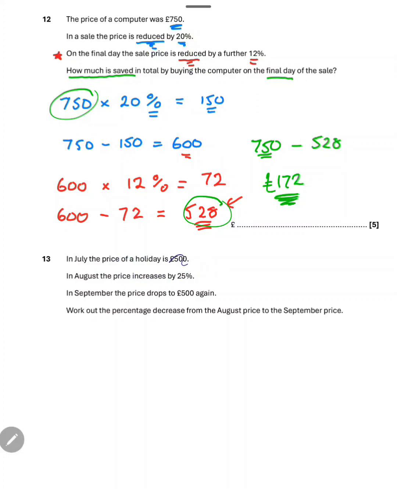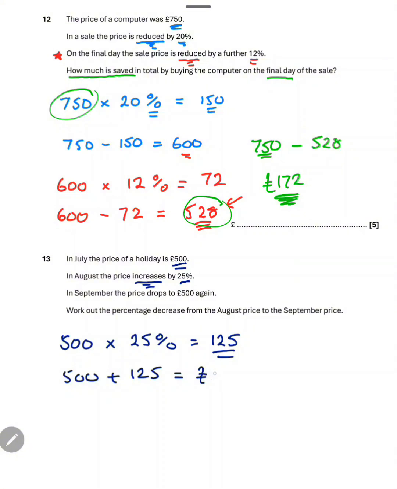Question 13, some more percentage work, I'm afraid, and I'm going to keep using the percentage button on my calculator because why not? It's the easiest way to do it. So we're starting at £500, and this time we're increasing by 25%. So I'll start with 500. I'll multiply by 25, again using the percentage button, and that's going to come out at 125. So that is 25%, but remember this is an increase. So I'm going to do 500, add 125, and that is £625. That is the increase of 25%.